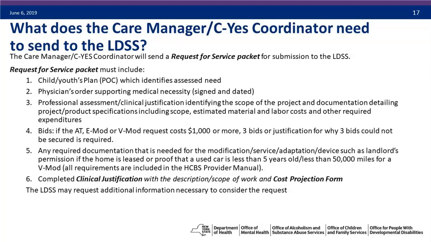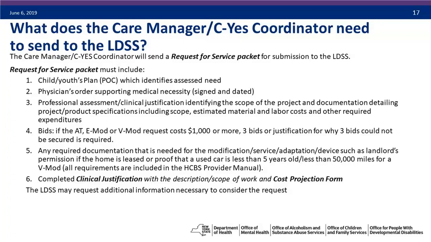So what needs to go in that packet? Again, it's the plan of care that identifies the needs, the physician's order supporting that need, the professional assessment supporting the scope of the work, the 3 bids from the contractors, and any required documentation needed for the modification that would support a landlord's permission if it's a home that's leased, or proof that the car is less than 5 years old or less than 50,000 miles for a VMOD.